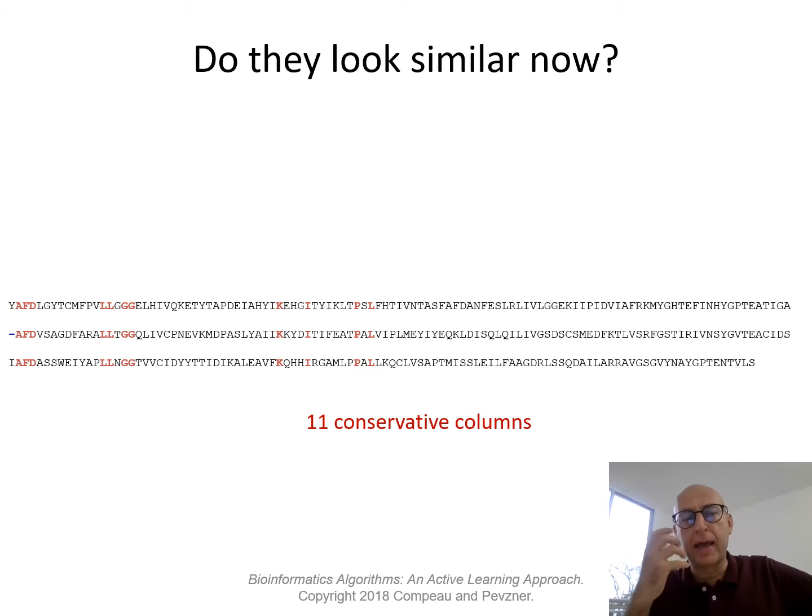But I can use a trick. I can put a minus. This is called a gap. Inserting a single minus at the beginning, I'm going to have not 3, but 11 identical columns. This one, this one, this one, this one, this one, and going forward. So the trick is to put the gap in the appropriate positions.